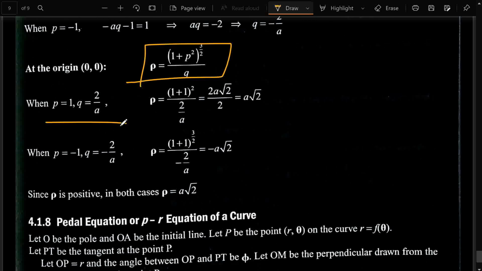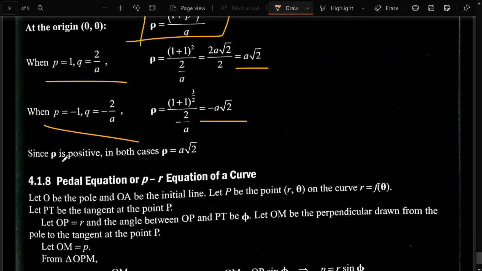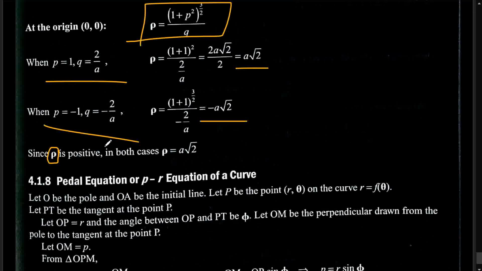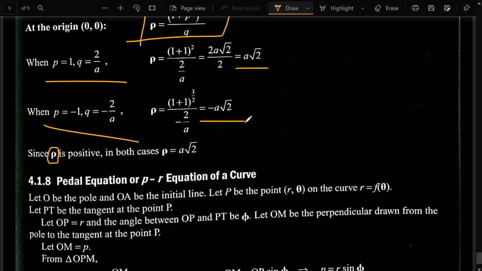So there are two cases. In one case you get the radius of curvature as this, and in the other case it is this. Since radius of curvature is a magnitude alone and it is always to be positive, it is taken as a positive value, and the negative value is omitted.